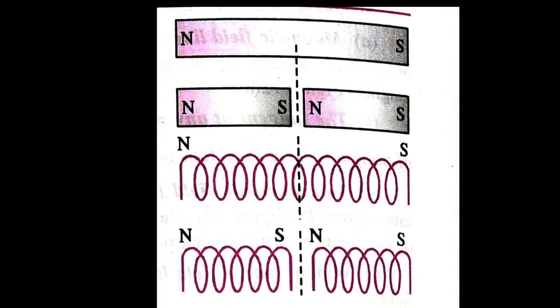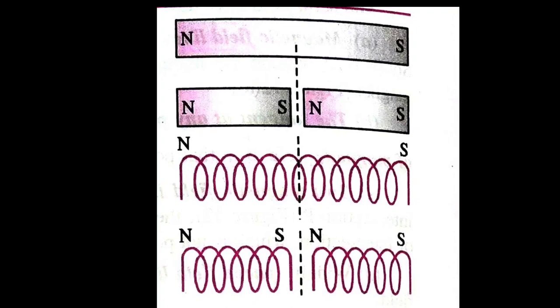If we cut a solenoid into two pieces like a bar magnet, we get two small solenoids of weaker strength. This shows that a bar magnet behaves as a solenoid. A bar magnet can also be considered to consist of many circulating currents, just like a solenoid.